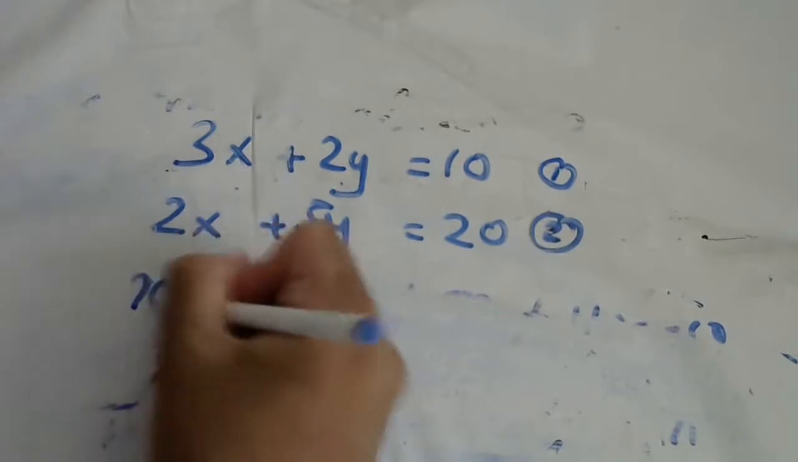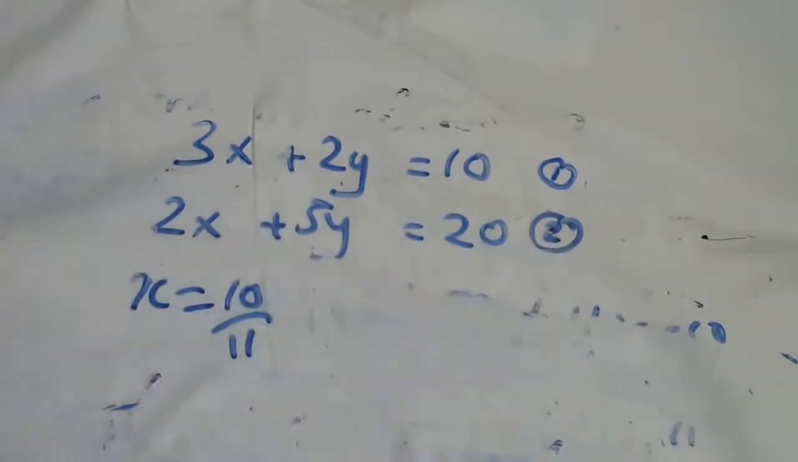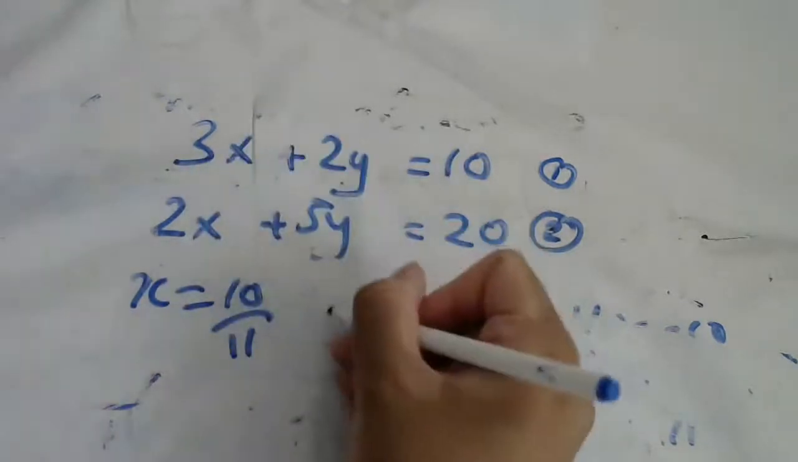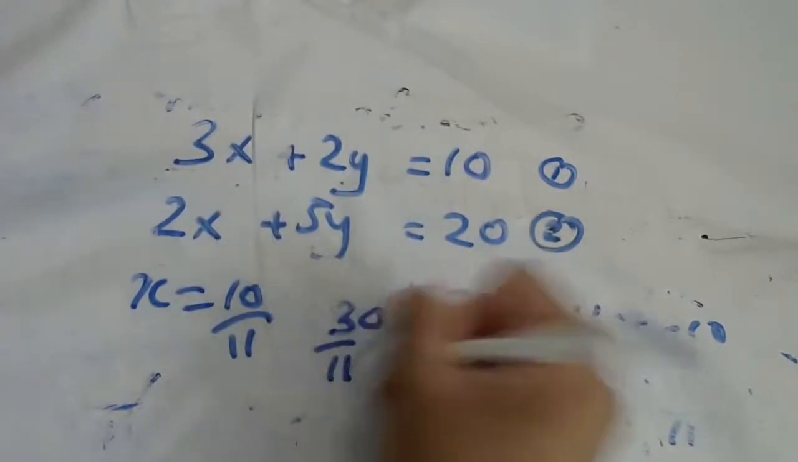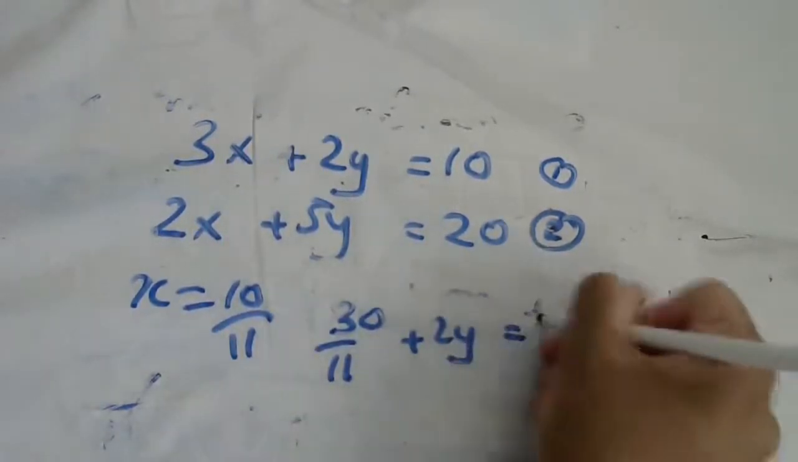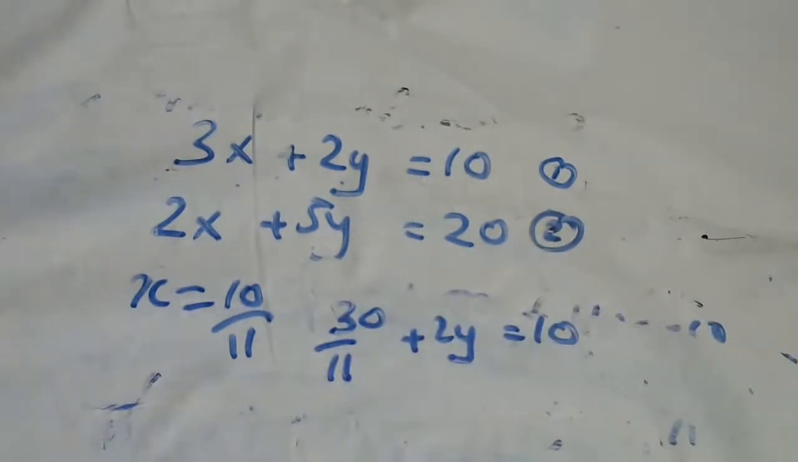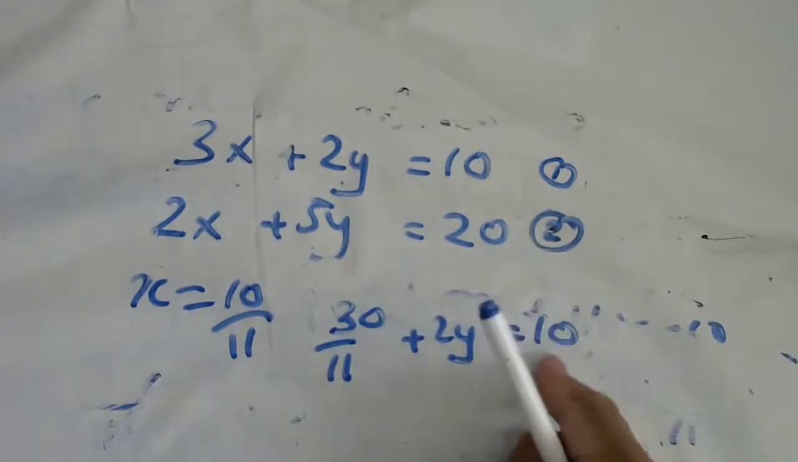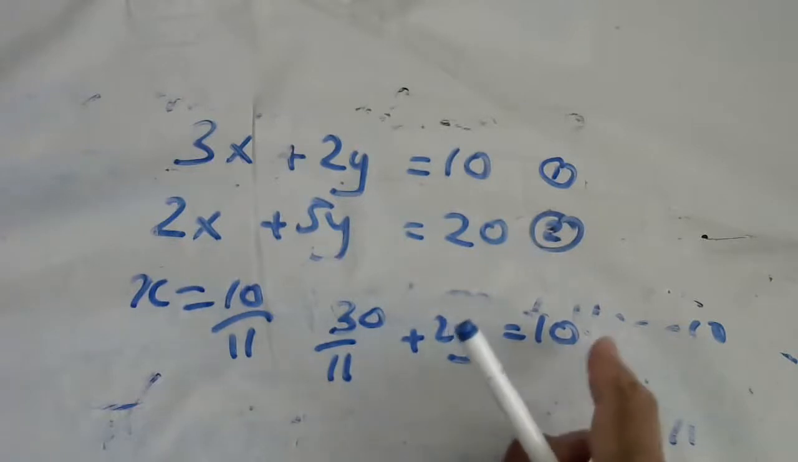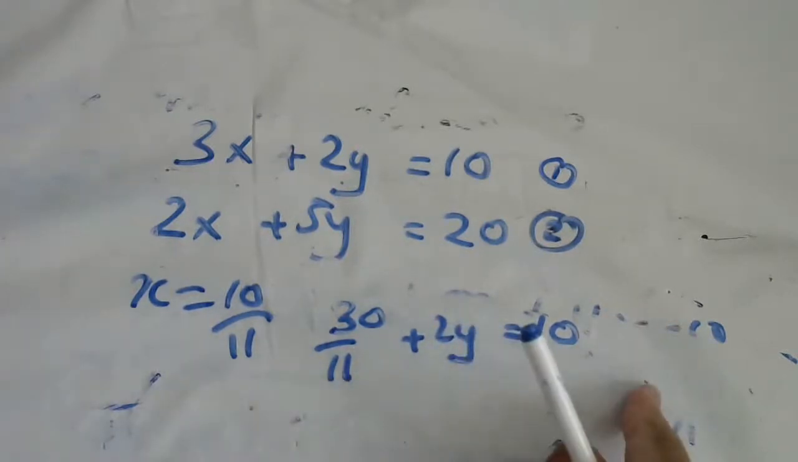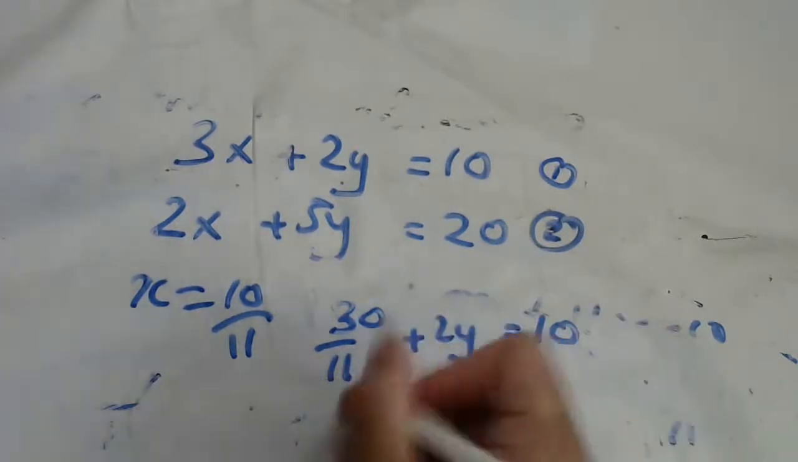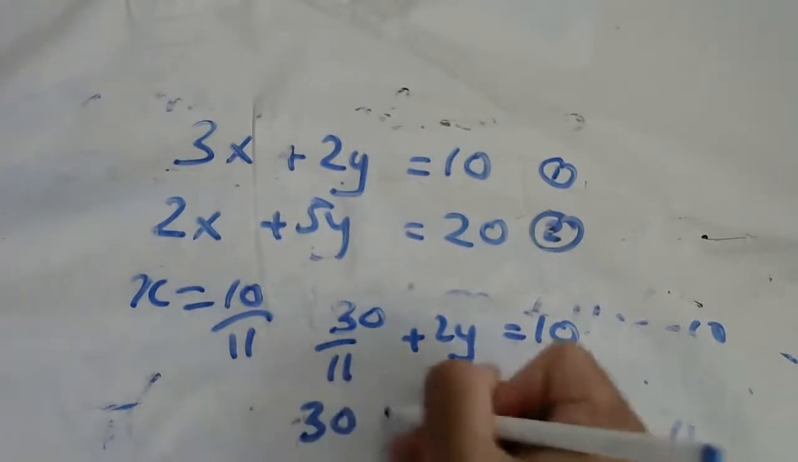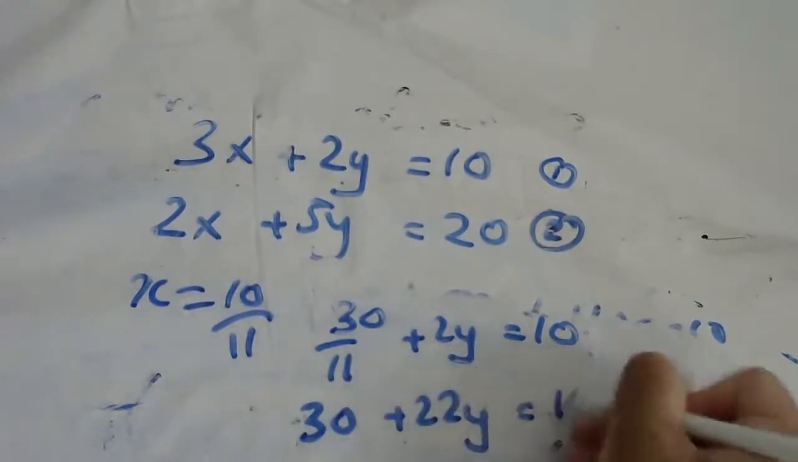We can put that in any equation. I'm going to put it in this one. After that, it's just how good are you at fractions? Put that in there, and you've got 3 times 10 11ths, which is 30 over 11, plus 2y equals 10. Suppose you haven't got your calculator with you. If you times everything through by 11, you'll get an easier equation to work with. So 30 plus 22y equals 110.